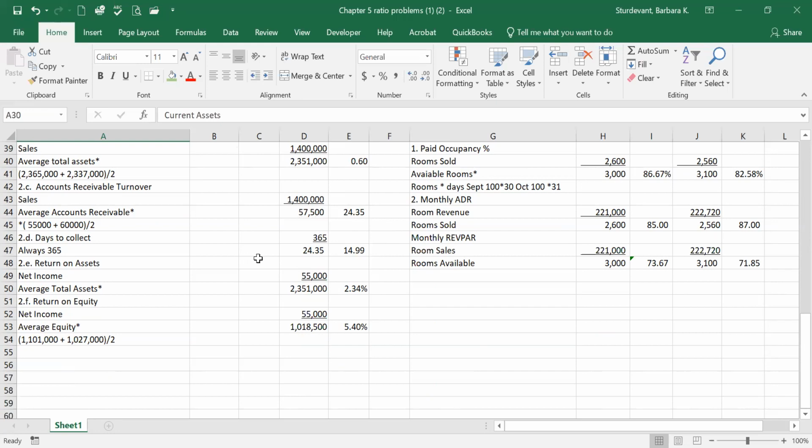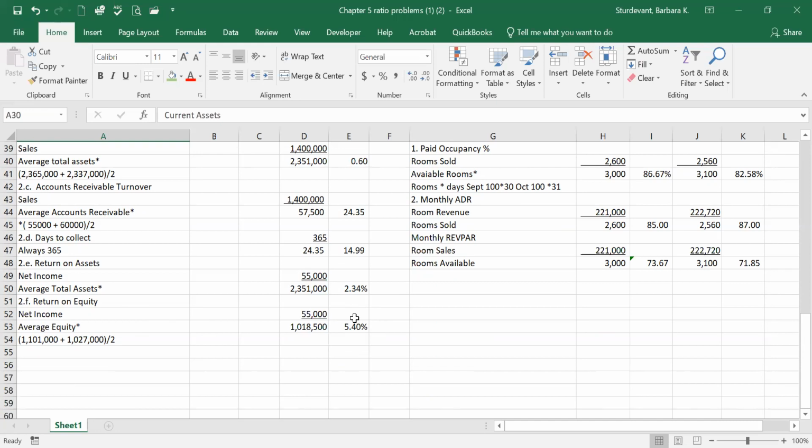Return on assets, net income on the top. You're using the same average total assets that you had before, so you don't have to redo it. So return on assets, not really making much on those assets. Net income for return on equity with your average equity on the bottom. Again, not a huge percentage earned on your equity investment.